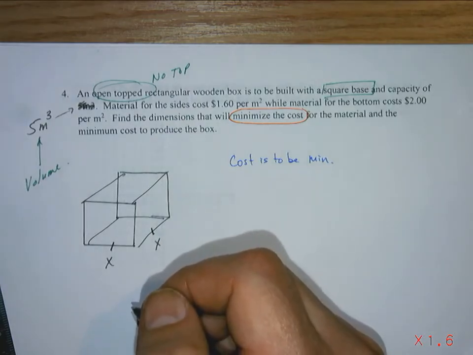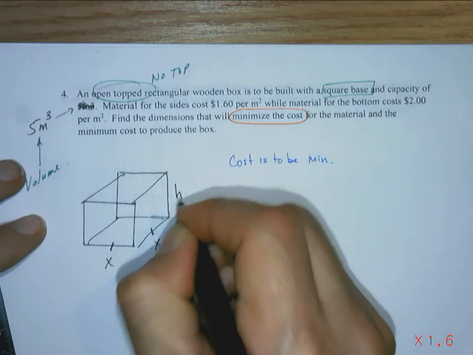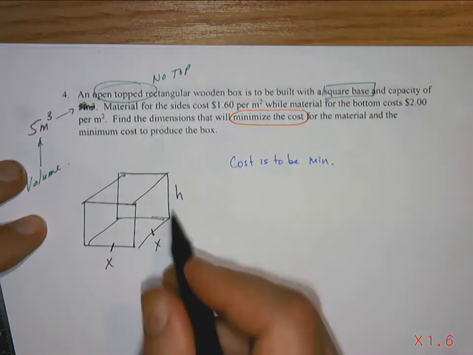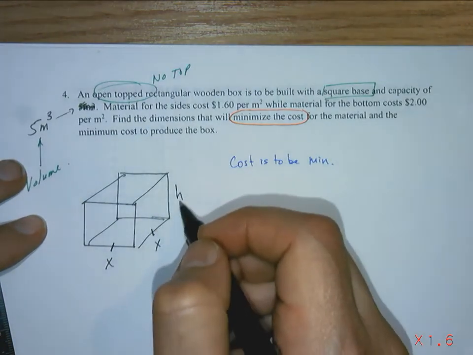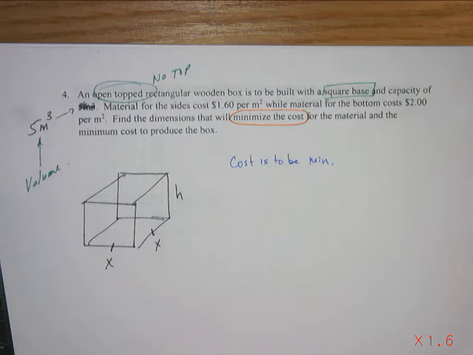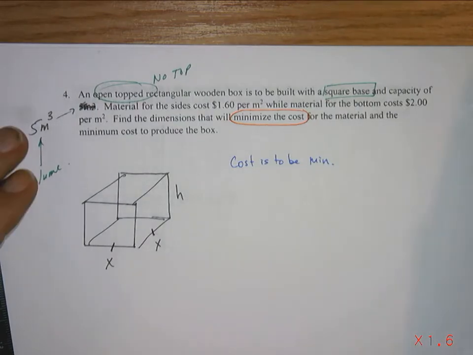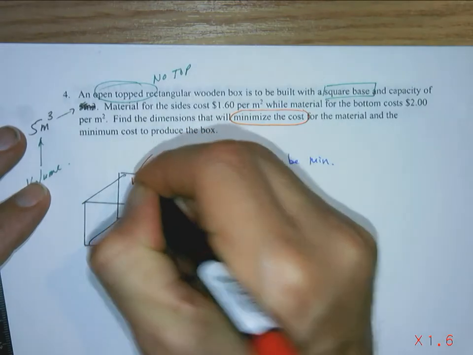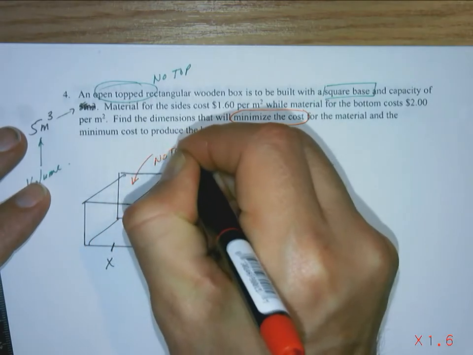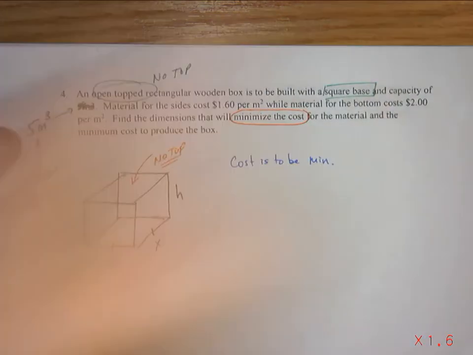My base is going to have x and x because they told me it was a square base. And I'm going to have a height. I'm not going to make it x because they didn't tell me it was a cube. So h can be anything at all. It might turn out to be a cube, but right now I don't know that. They also told me that there's no top on this puppy. So there's no top. I need to remember that when I start working with this.